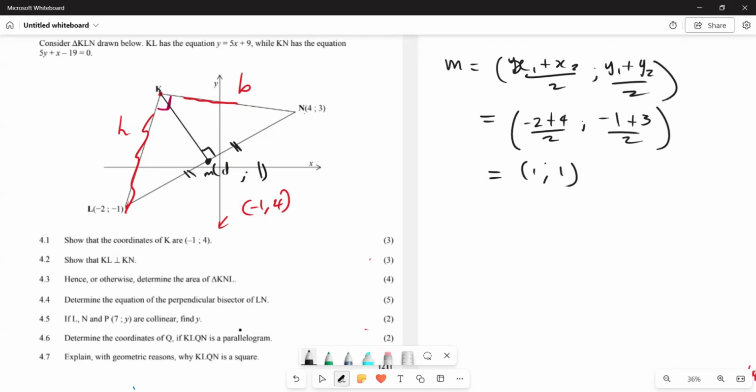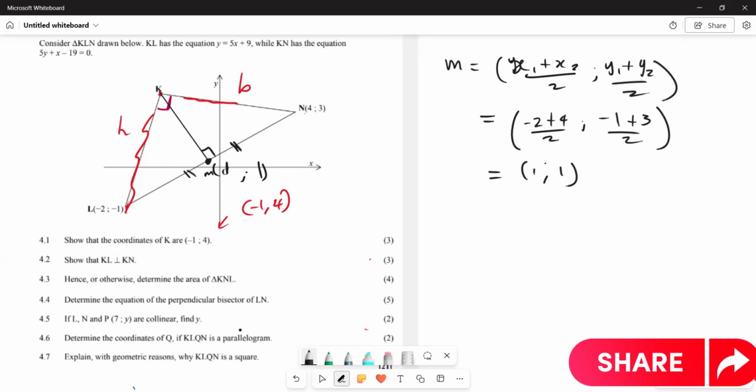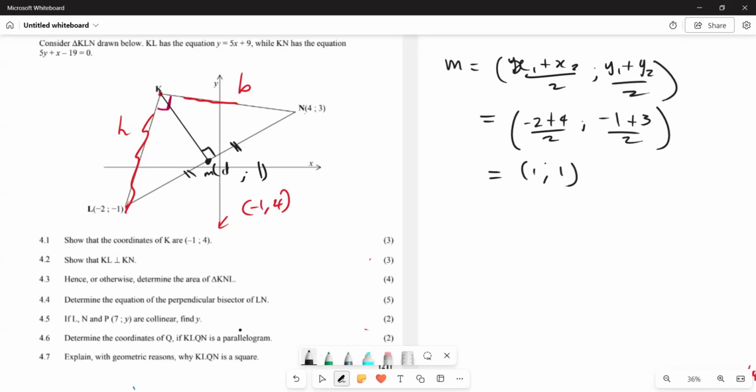Now that we found the coordinates of M, what else can we do? I know I just made an assumption that this line will probably be coming from K, which may not necessarily be the case. I was just making you aware that a perpendicular bisector is basically a line that can come from any of these directions, but it cuts your line LN into two equal halves. That's what I wanted to clarify.